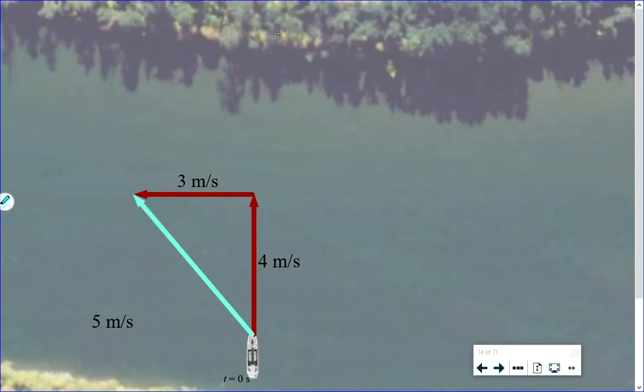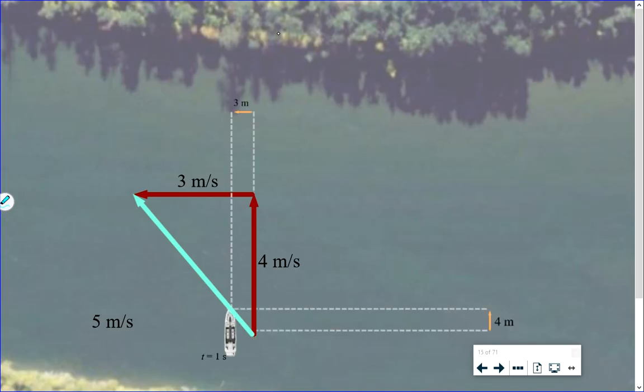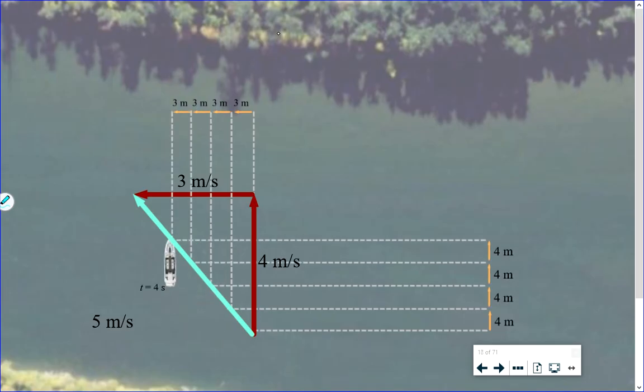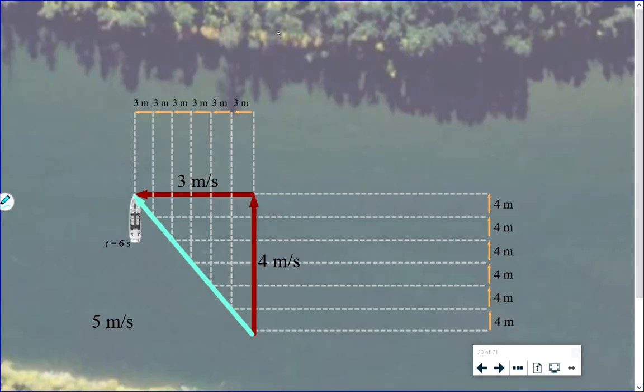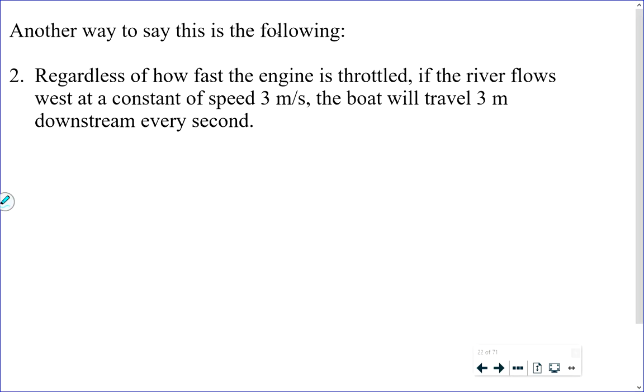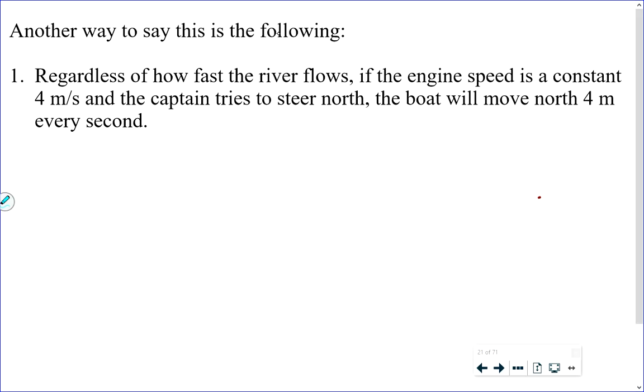Okay. So again, visually I've shown this to you, but what this means is as time goes on, 1 second later, this is the position of the boat, another second later, another second, etc. And what's happening is that vertical motion is uniform motion of 4 meters per second, and the horizontal motion is uniform motion at 3 meters per second. So another way of saying that is, regardless of how fast the river flows, if the engine speed is constant, the boat will move at that constant velocity in that north direction.